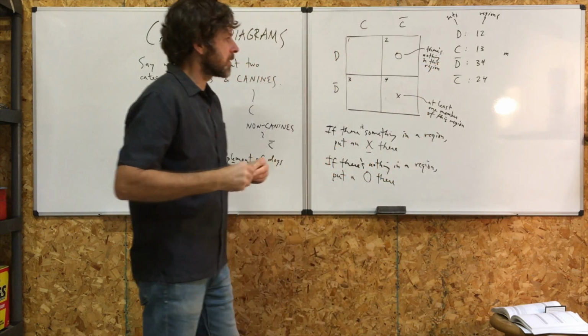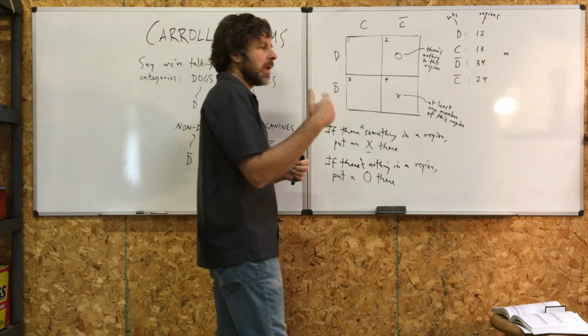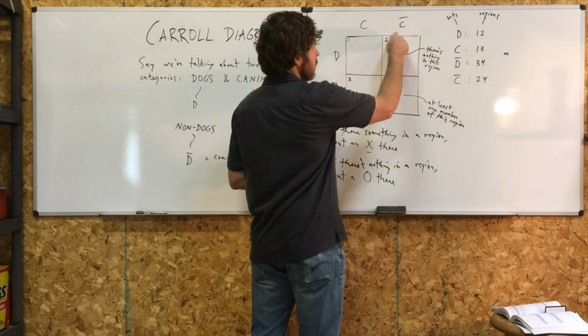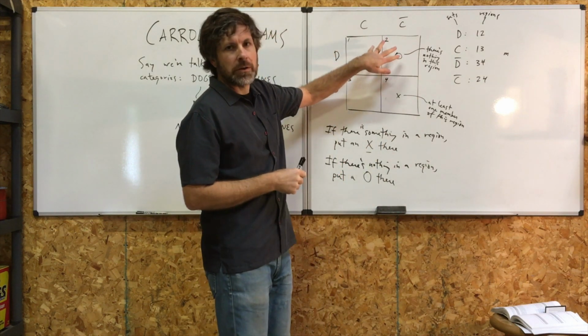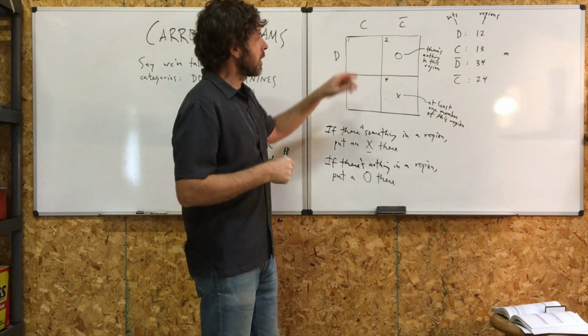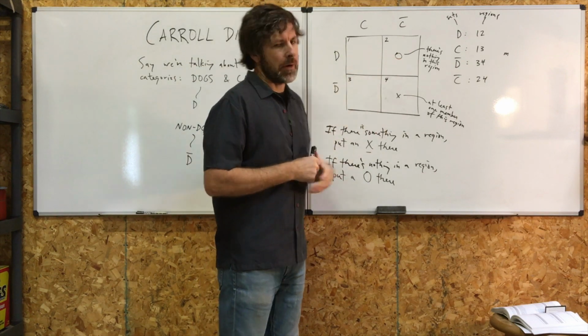0, empty space. By the way, in Venn diagrams, the standard thing to do would be to blacken this out, just shade that whole region. But for Carroll, he puts a 0 there.